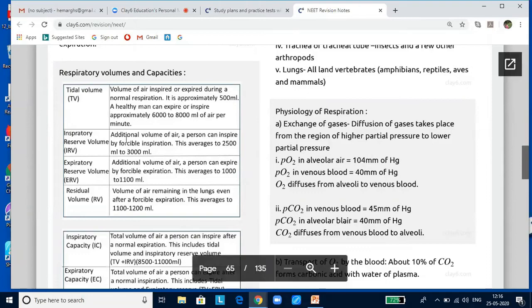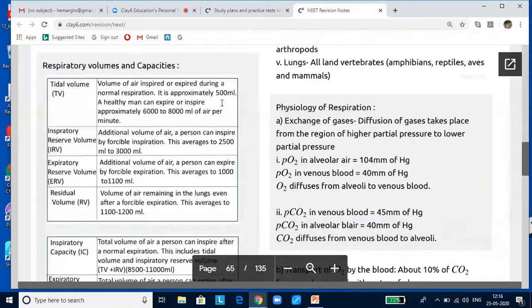Now let us look into tidal volume. It is the volume of air inspired or expired during a normal respiration. It is approximately 500 ml. A healthy person can expire or inspire approximately 6,000 to 8,000 ml of air per minute. Inspiratory reserve volume is the additional volume of air a person can inspire by forcible inspiration. This averages 2,500 ml to 3,000 ml.